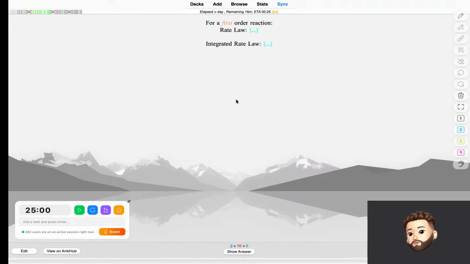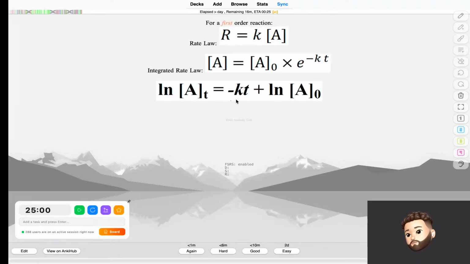First order reaction, the rate law is going to be, oh no, wait. The rate is equal to k times the concentration of A. And the integrated rate law, this one is a little rougher. I don't know. Okay.